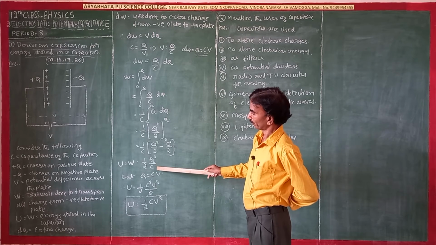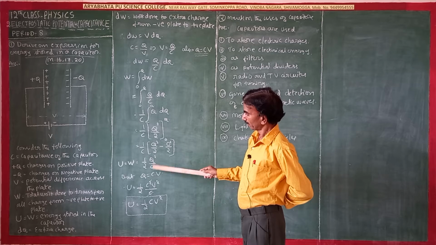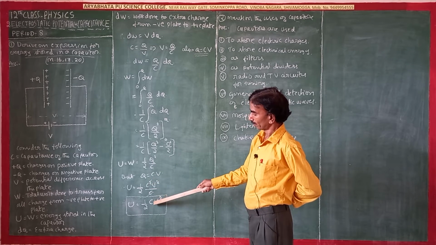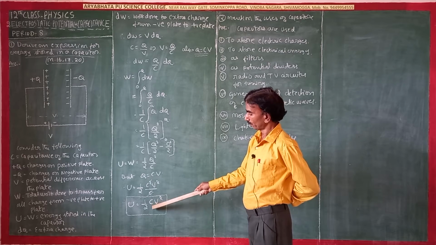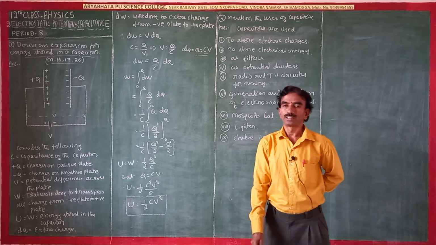But Q is equal to CV. We know this. So Q square means C square V square. One C cancels, so what remains is one C, so half CV square. This is an expression for the energy stored in the capacitor.